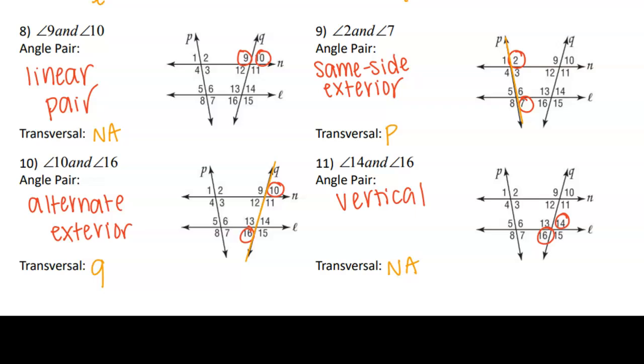Notice how with linear pair there is no transversal, because the linear pair are the ones that are just right next to each other on a straight line. That's not a new angle pair. And same for vertical angles. Those are not a new language. There is no transversal that we need to list for vertical angles. They are the ones that are opposite each other on the X. Okay, that's today's lesson. Thank you.